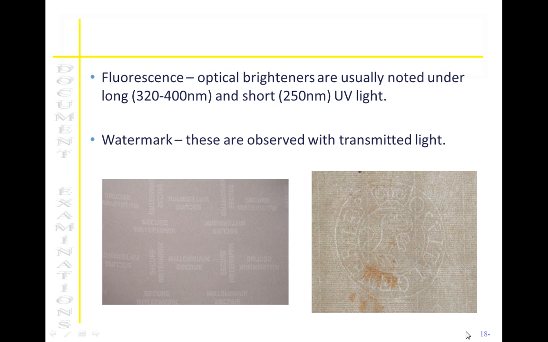The fluorescence of the paper can also sometimes be determined. A lot of papers will have whiteners or brighteners that were added into the document itself. So these will fluoresce under certain conditions. There's also several watermarks that might be seen on some documents. So these are usually going to be observed with transmitted light.